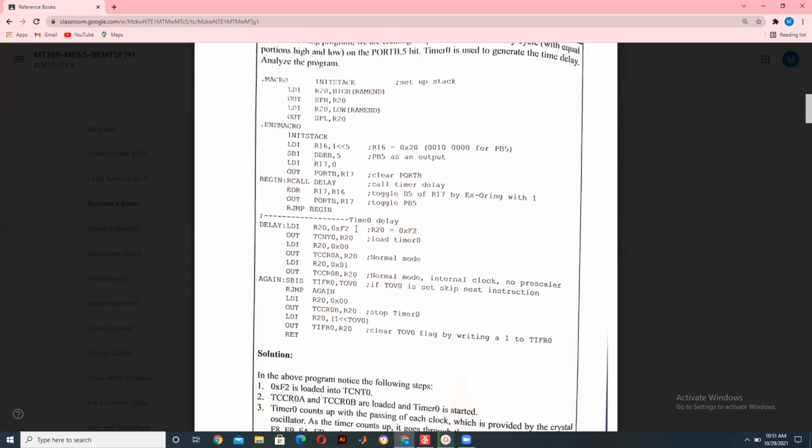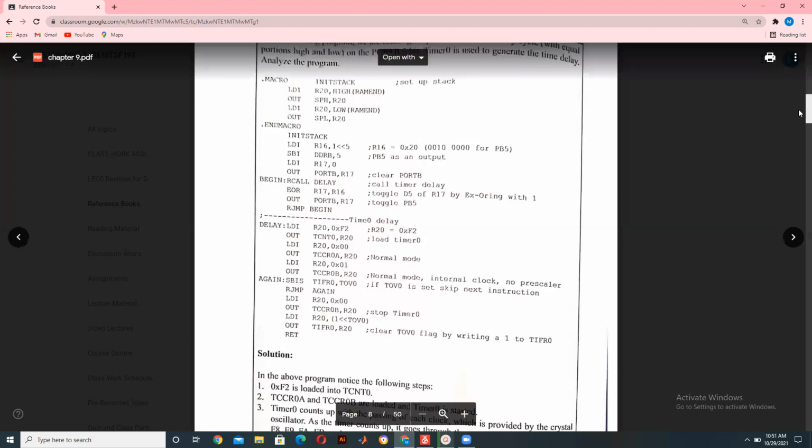Then R20 gets its value, and the output goes to the timer 0 register TCNT0. Then LDI is again initialized, R20 is set to 0, where 0 means input, and then it goes to TCCR0. Port 0A is taken as normal mode, the TCCR0 with LDI is 0x01, that is the normal mode, internal mode, and then it was also given to the DDR load B. It is given normal mode, no internal clock and no prescaler, because 0x01 is included.